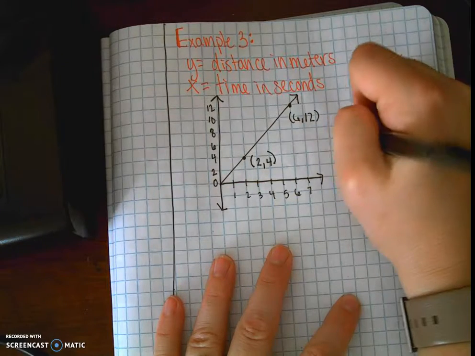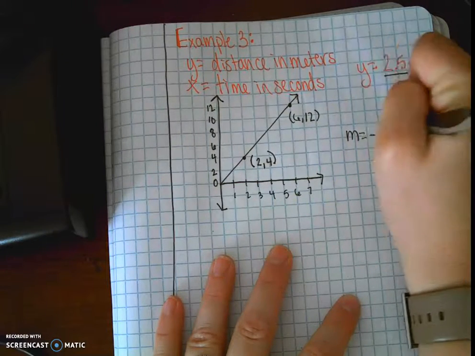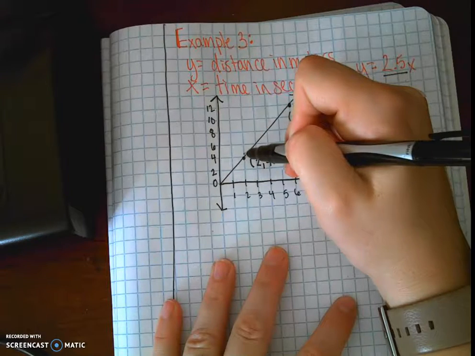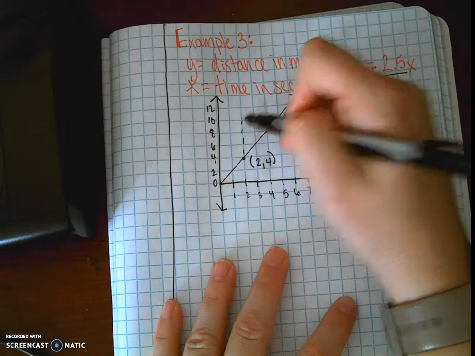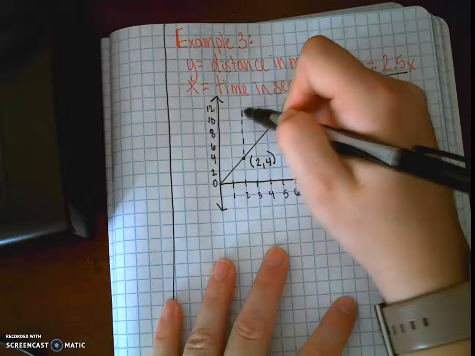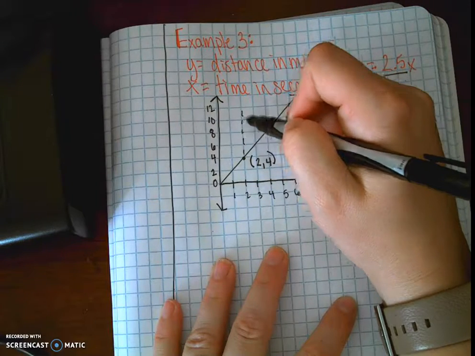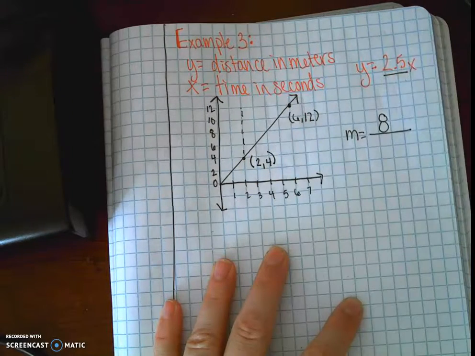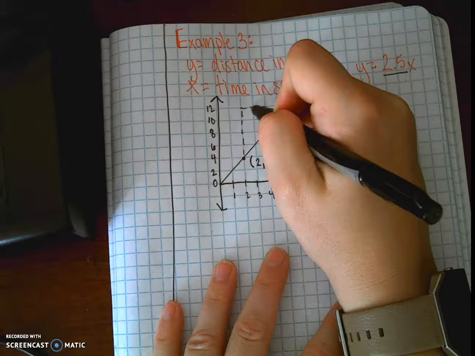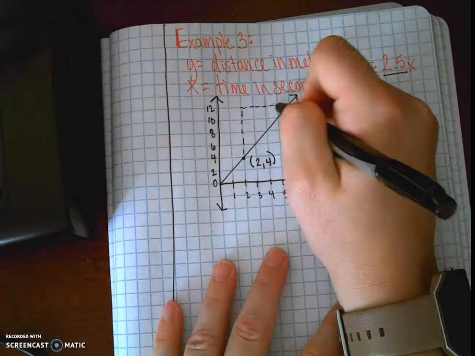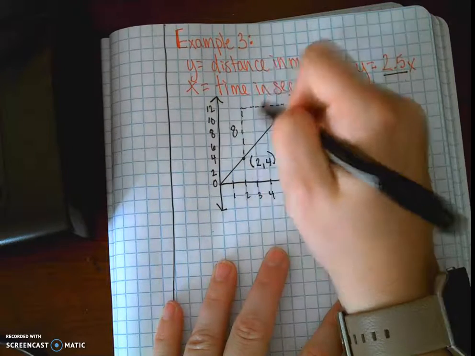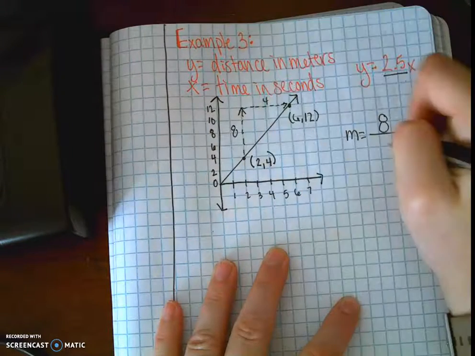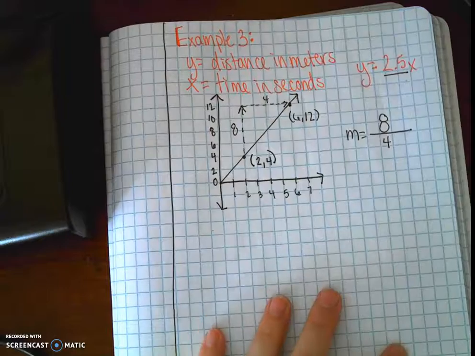So we know that slope is rise over run. Okay. So we're going to count our rise first. So that's 1, 2, 3, 4. Sorry. So it's going to be 2, 4, 6, 8 is our rise. And then we have to do our run, which is 1, 2, 3, 4. So that's 8, 4. So our rise over run is 8 over 4.